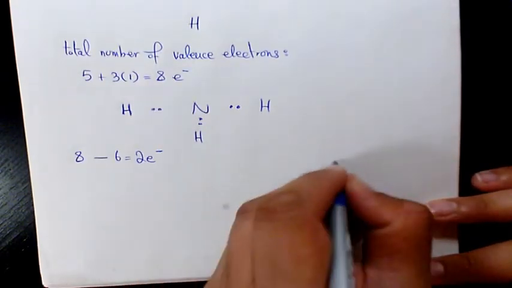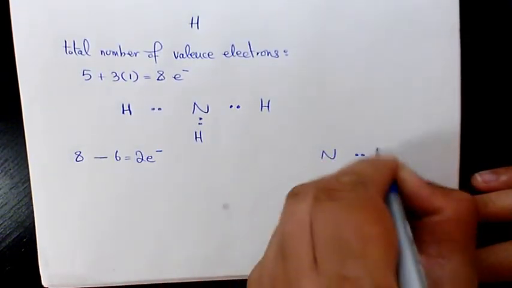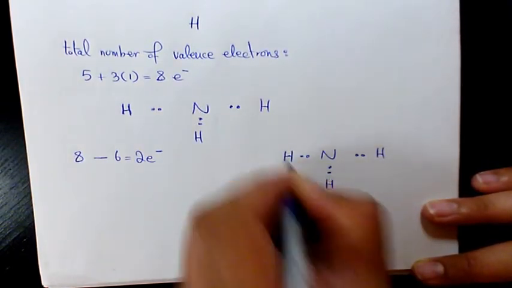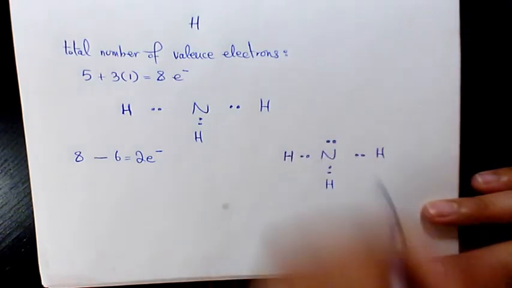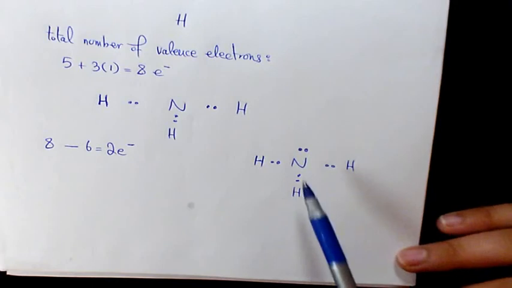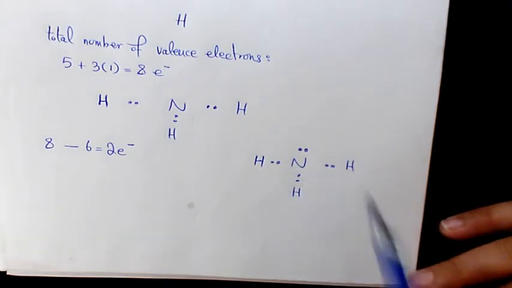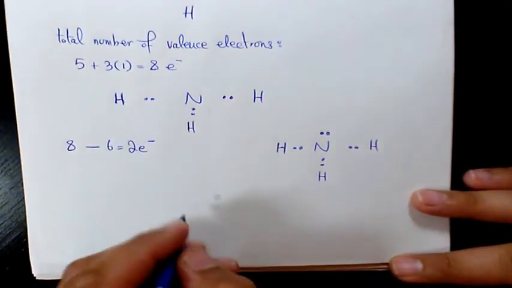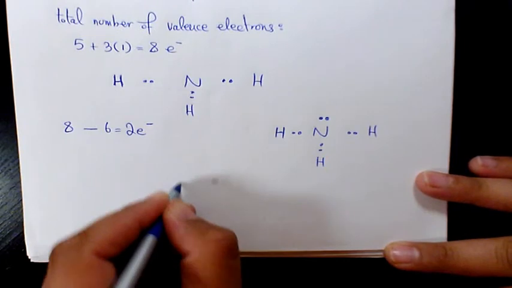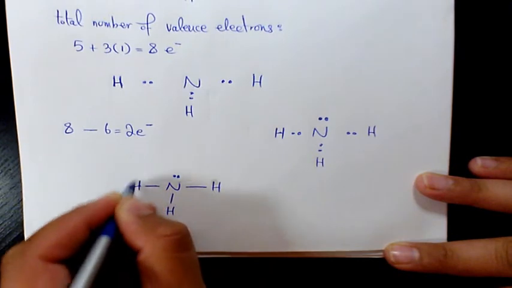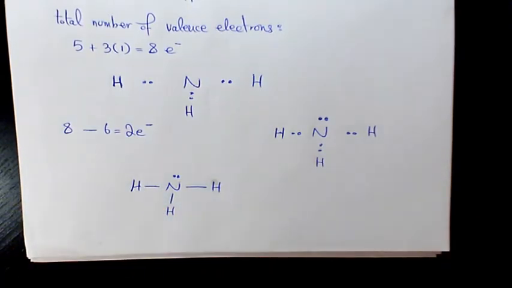So we have this one, and we place the extra 2 on the central atom, and then we check if we have the octet rule for nitrogen. 1, 2, 3, 4, 5, 6, 7, 8. Yes, we have the octet rule. And for hydrogen we have the duet rule. So we just replace shared electrons with a dash. So it's going to be like this. That's the Lewis structure for ammonia.